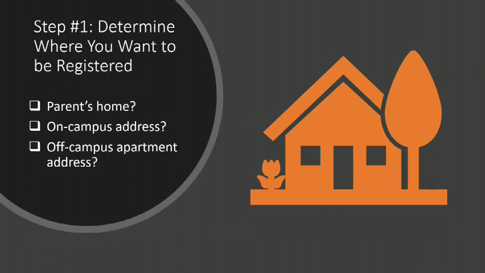Step one, you need to determine where you want to be registered. As a college student, you can be registered at your parents' home, if you're staying on campus in one of the dorms, or if you live in an off-campus apartment. So the first step is to determine where you want to be registered to vote.